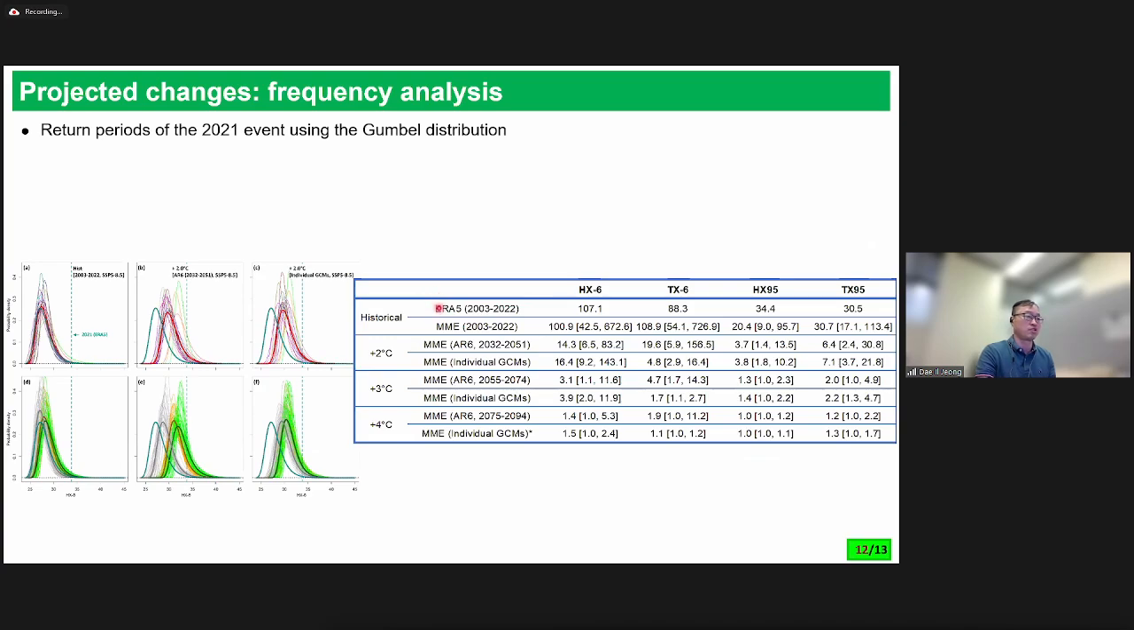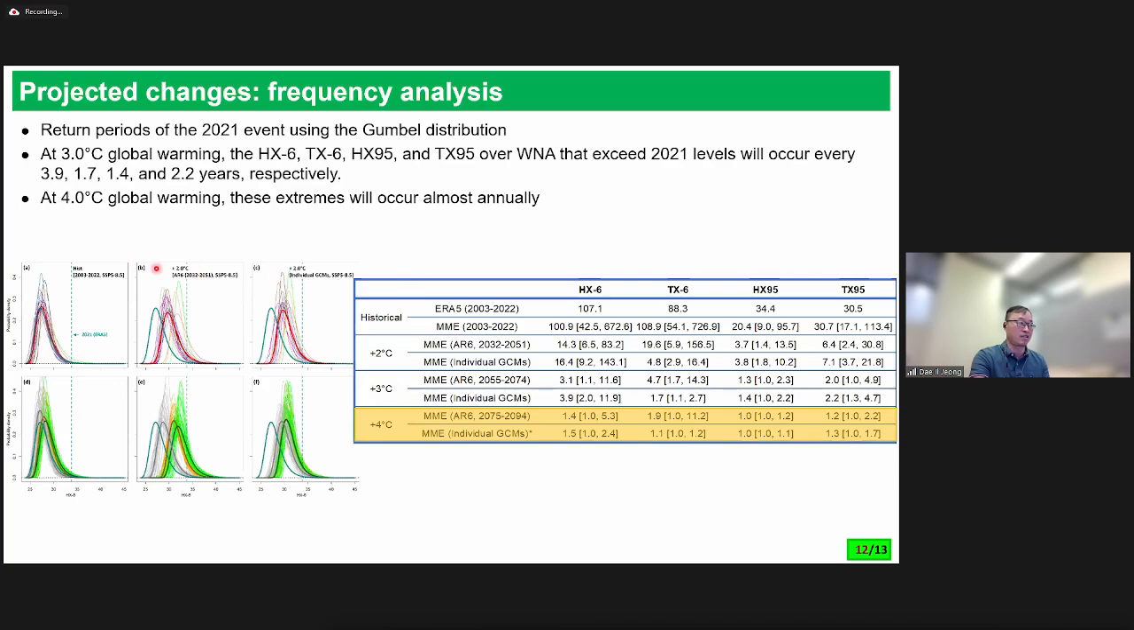Gumbel distributions, and we can say that as global mean temperature increases, the return period will decrease in the future for all extreme events, and at 4 degrees C global warming levels, these extremes will occur almost annually over the Western North America regions.